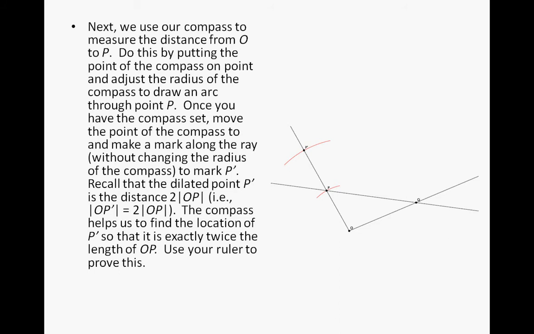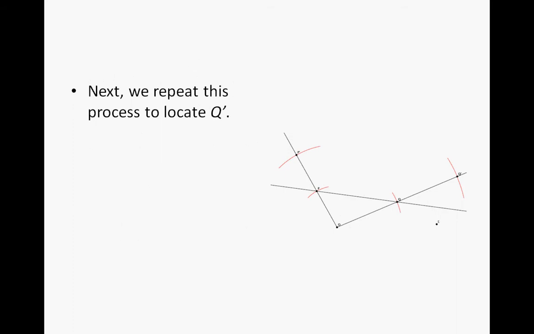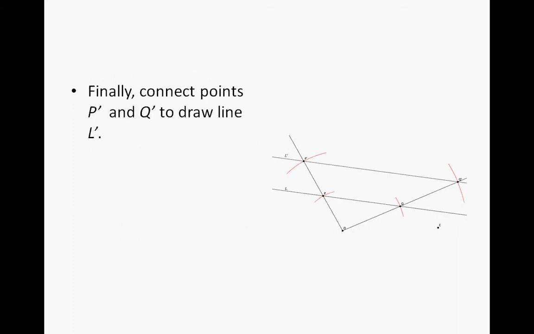And you can use your ruler to prove this. So if you wanted to measure it, if this was 1 inch, then now the line length should be about 2 inches. And the same on the other side. Then we repeated the process to locate Q prime. And we drew a line connecting the 2 points.